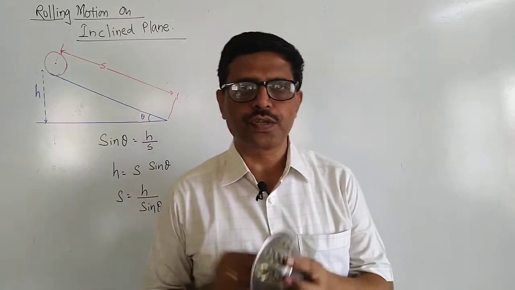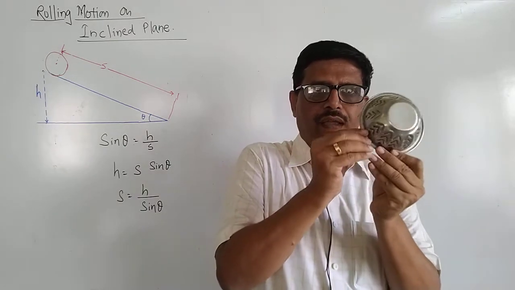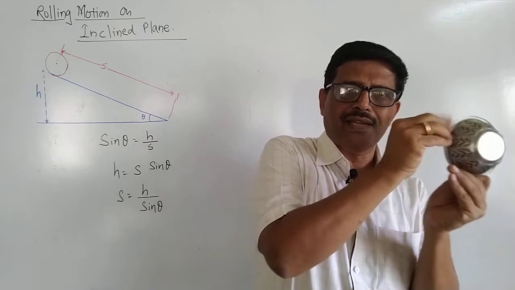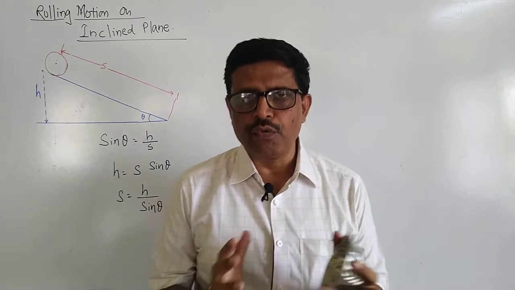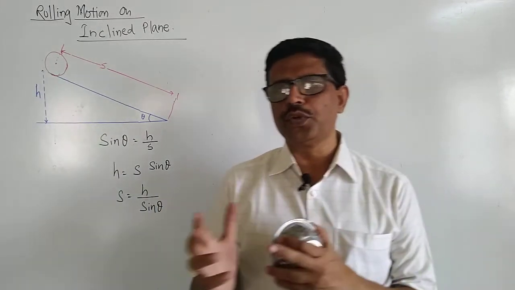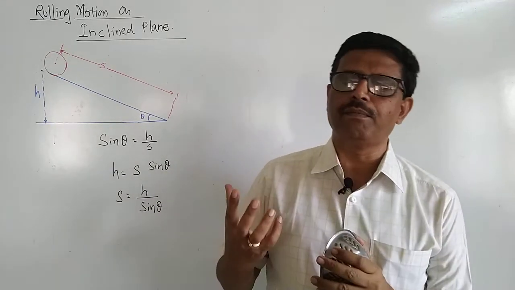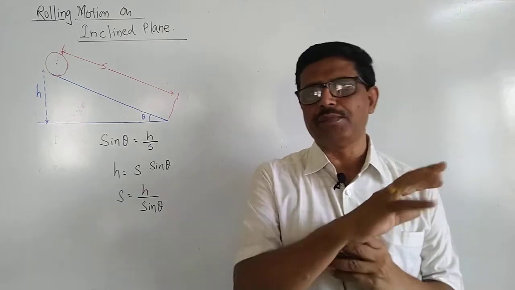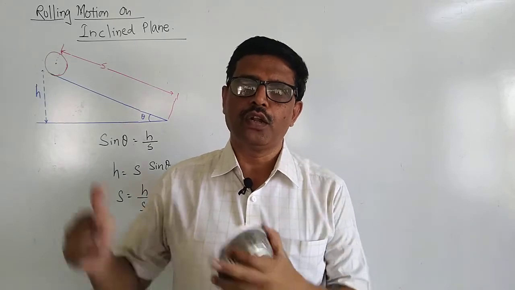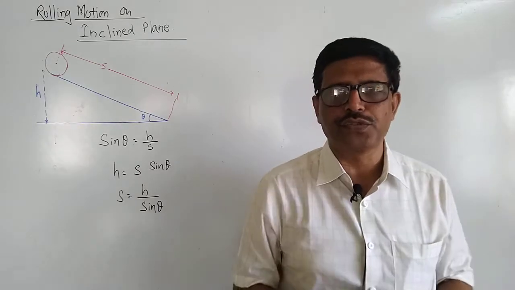The body rolls as well as it moves ahead. Here this body is rolling because it is moving ahead as well as rotating about the given axis of rotation. Now in this lecture, what I am going to do is see, when an object is rolling on an inclined plane, what will be its velocity, acceleration and the time taken by that body to roll along the inclined plane.